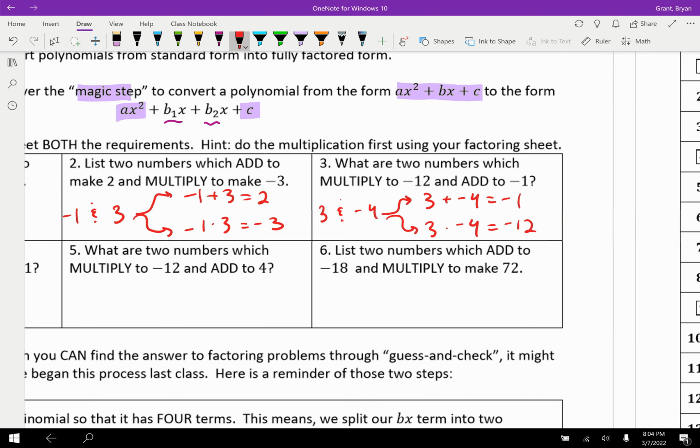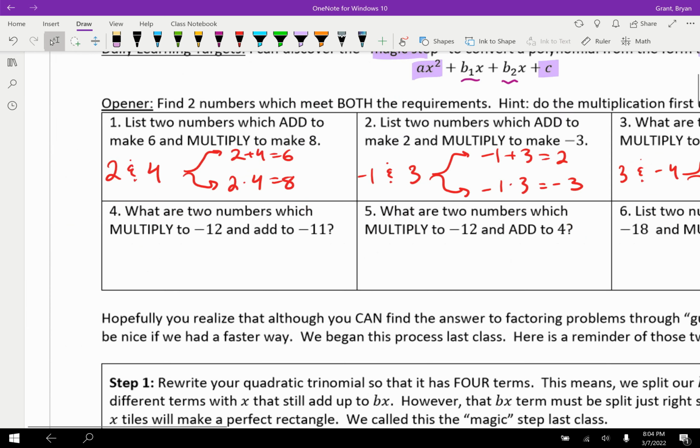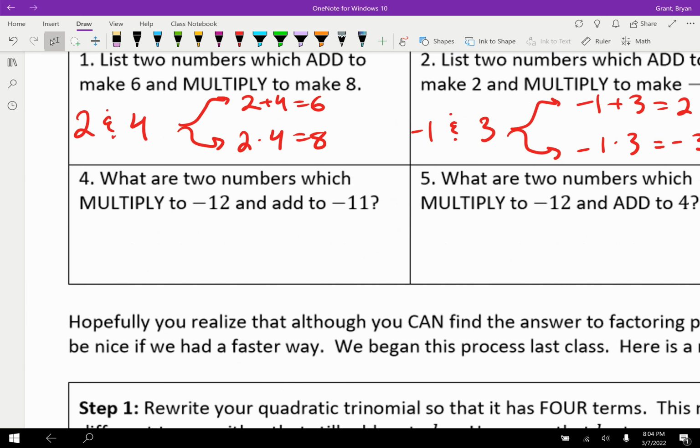So since you get the idea, I think I'm just going to go through and try and spoil the rest of these. We don't need to go to the factoring sheet every time. So multiply to make negative 12, add to make negative 11. I think that's negative 12 and positive 1. Right? We can check it though. Negative 12 plus 1 is certainly negative 11. Negative 12 times 1 is negative 12.